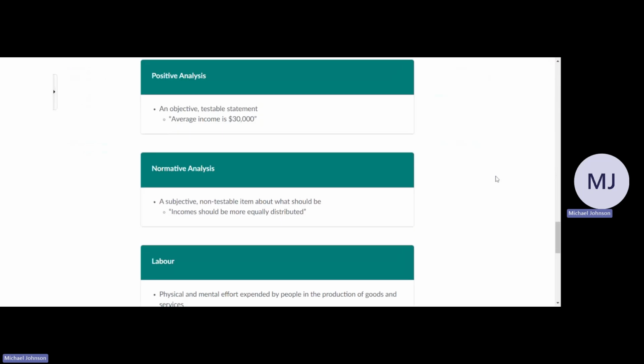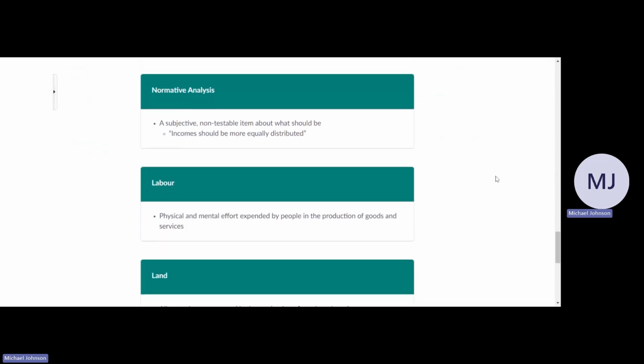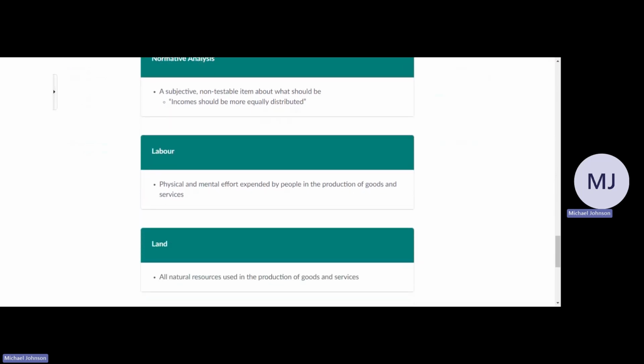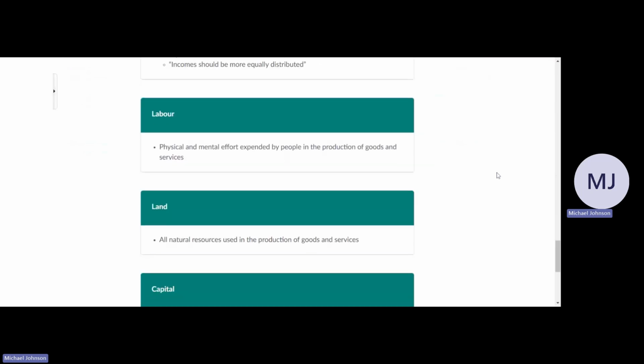So positive analysis is an objective, testable statement. For example, average income is $30,000. Normative analysis is a subjective, non-testable statement about what should be. For example, income should be more equally distributed.